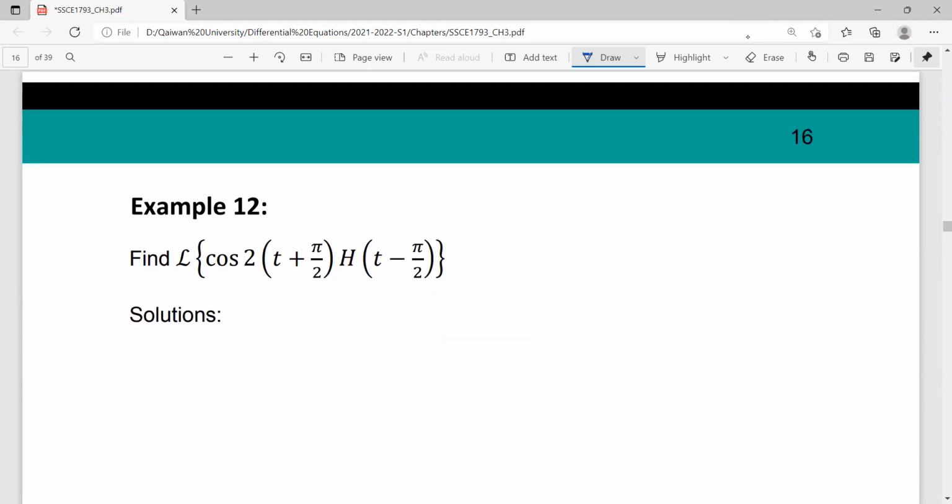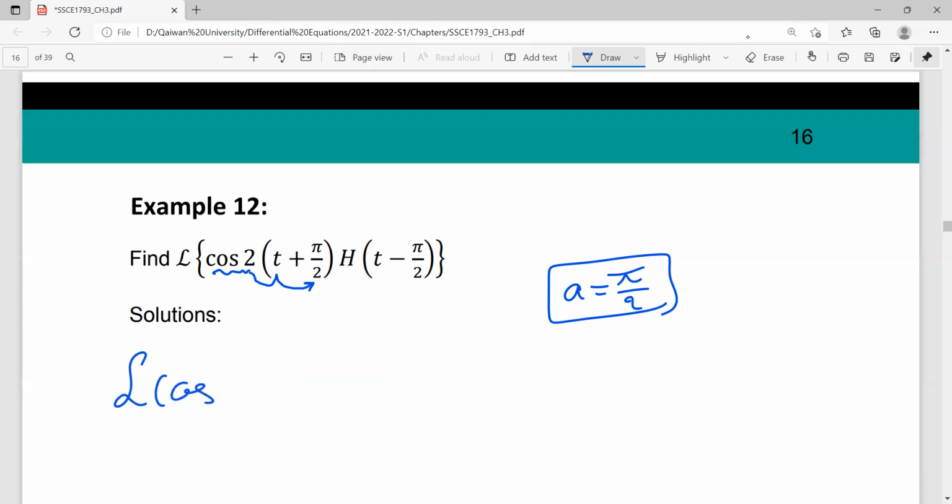Yes, and for this one, you have cosine 2 multiplying by t plus pi over 2, multiplying by h of t minus pi over 2. Here a is pi over 2. This is a. And you have the Laplace transform of cosine 2 times t plus pi over 2 equals the Laplace transform. Here we simplify this. We introduce 2 into the bracket to the angle. We get the Laplace transform of cosine 2t plus pi.